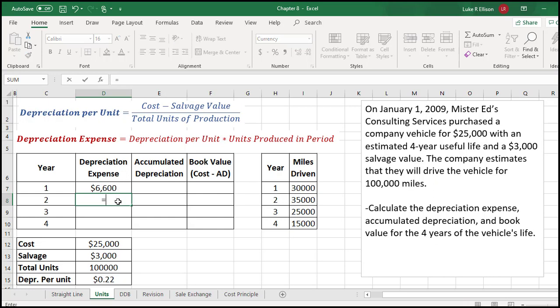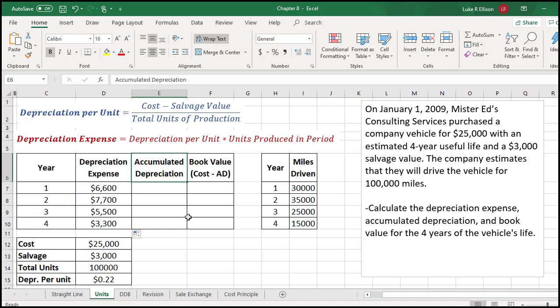We can do the same thing for year 2, take the 22 cents, multiply that by the 35,000 miles driven to give us $7,700. And you can do the same process for years 3 and 4, and you should get $5,500 and $3,300 for years 3 and 4.